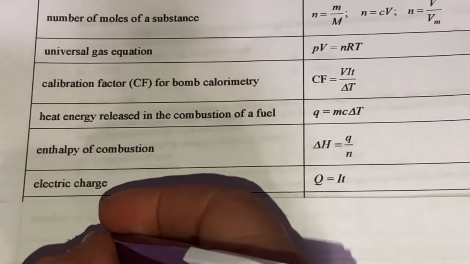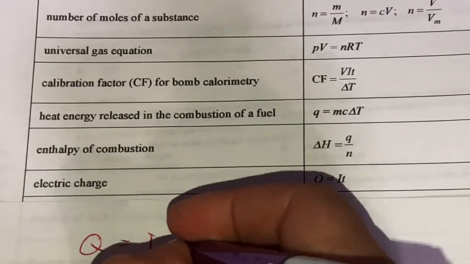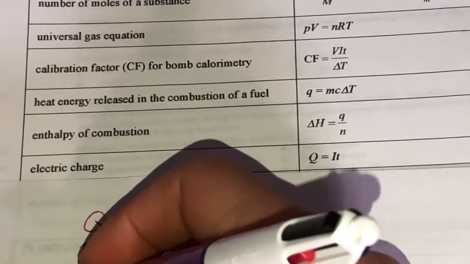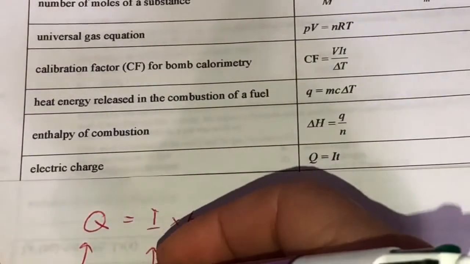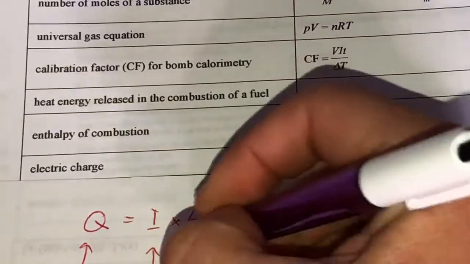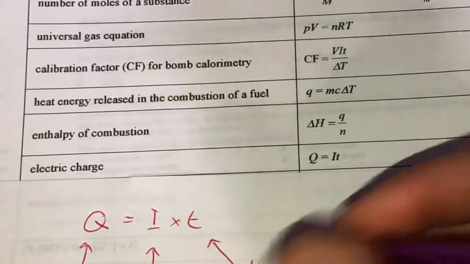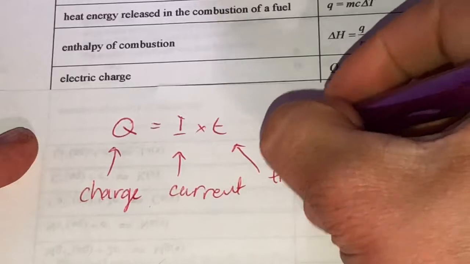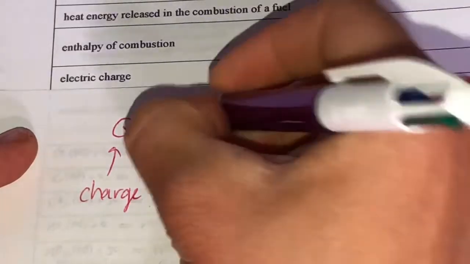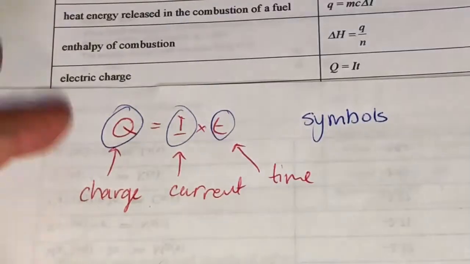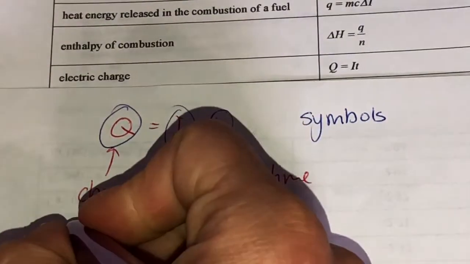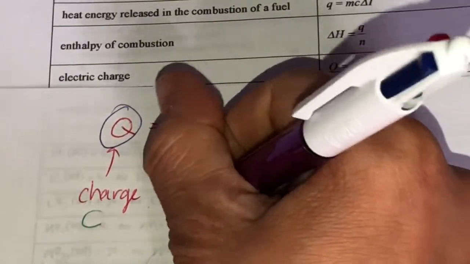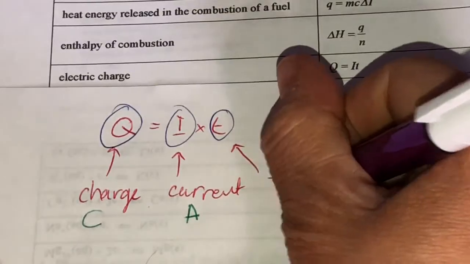So charge equals I times t. You just need to know how to use these. So this is charge. This is current. And this is time. So we call these three the symbols. All right, Q equals I times t. The units are: charge is in coulombs or C, current is in amps, and t is time.